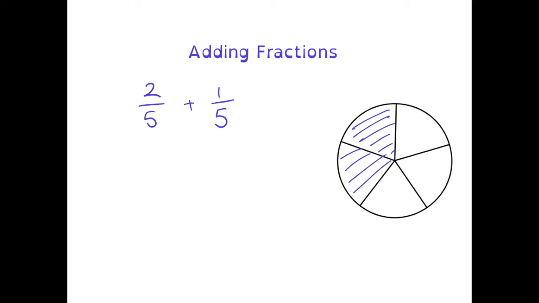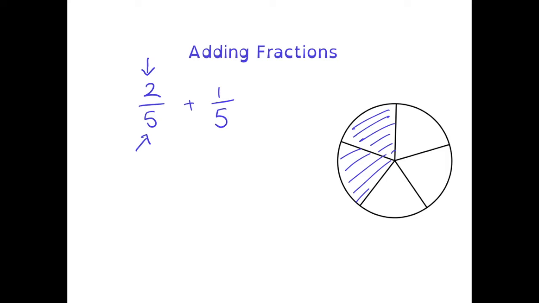Let's just have a quick reminder of some vocabulary here. The bottom number on a fraction is called the denominator, and that tells us how many pieces our whole one is split into. The top number on a fraction is called the numerator, and that tells us how many of the pieces we've got in this particular case.